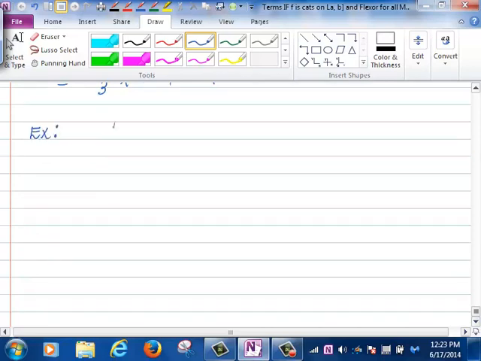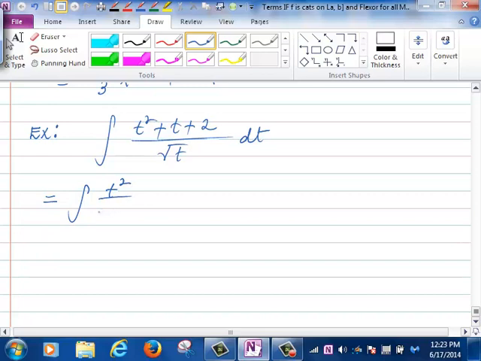Example, what's the integral of t squared plus t plus 2 divided by root of t? What would I do here? In this case, again, the only thing I know so far is the power rule, so try to write everything in terms of powers of t. So you're going to write this as t squared over root of t plus t over root of t plus 2 over root of t.